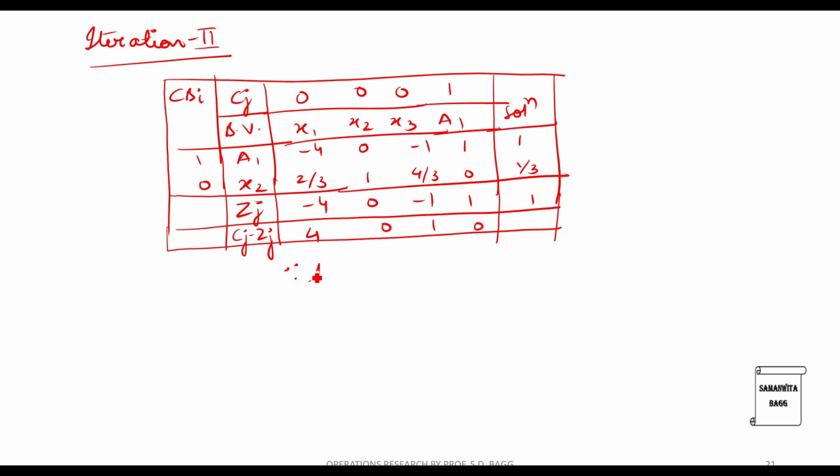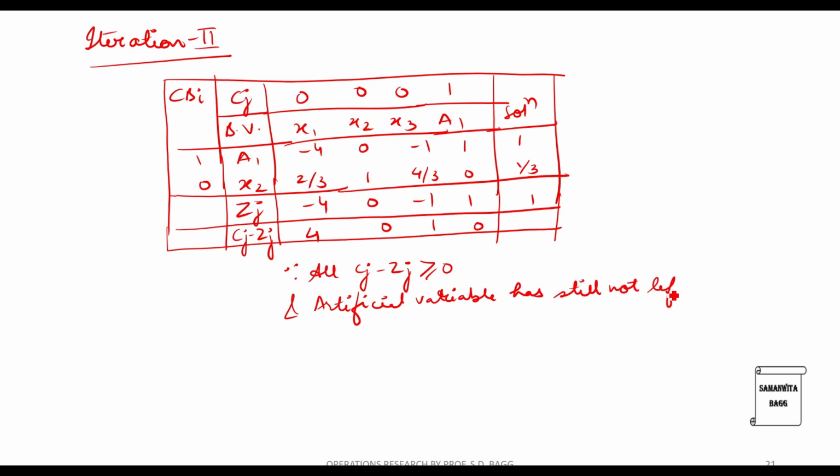So since all Cj minus Zj are greater than or equal to 0 and the artificial variable has still not left the solution, therefore the solution is not feasible. So you need not go to phase 2 because the solution itself is infeasible and this problem cannot be solved further. So with this, I end the session.